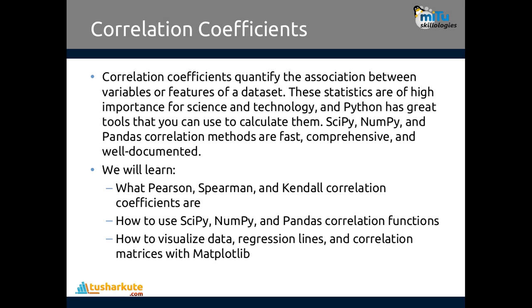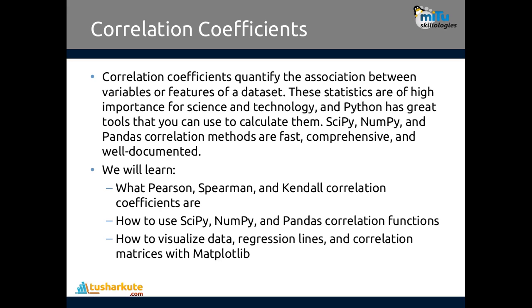Let's start. What do you mean by correlation coefficients? Basically, a correlation coefficient quantifies the association between variables or the features of a data set. These statistics are of high importance in science and technology, and Python has great tools that we can use to calculate them. SciPy, NumPy and Pandas are the three common packages which contain the methods by which we can use these correlation coefficients fast, effectively, comprehensively and well documented.